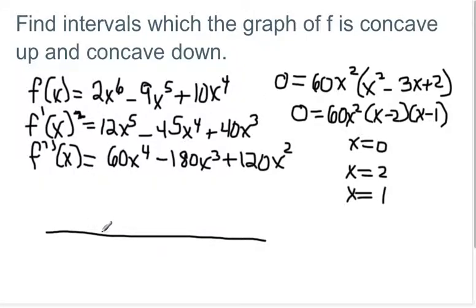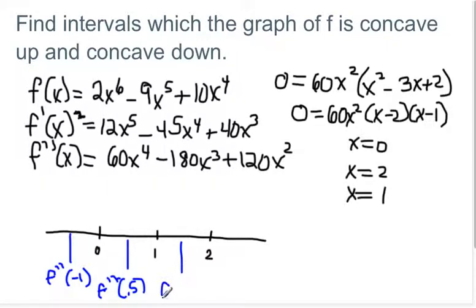All right, so let's look at what's happening when we do a second derivative test. These aren't critical points; they could be called inflection points, but we don't know if they're inflection points yet. So I'm going to look at the second derivative of negative 1, the second derivative of 0.5, the second derivative of 1.5, and then the second derivative of 2.5.